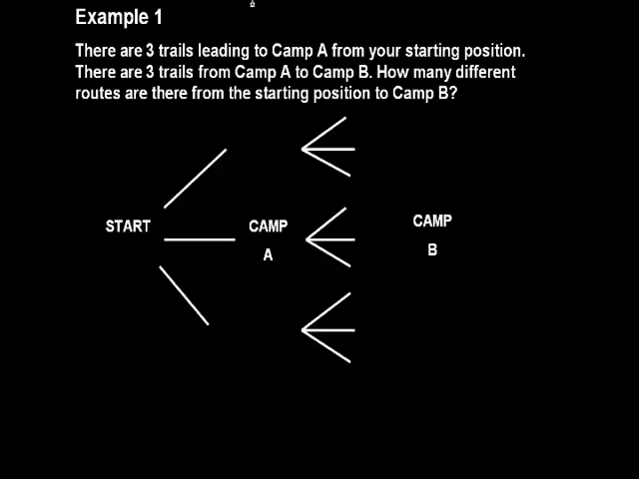Number of different routes from starting position to Camp B is 3 times 3 equals to 9.